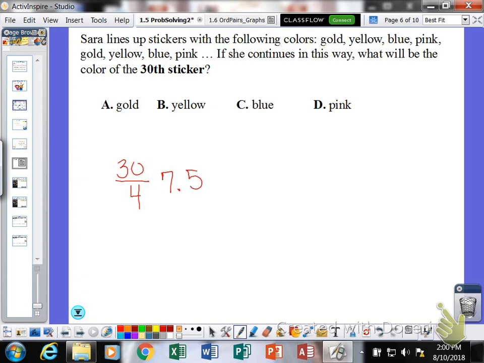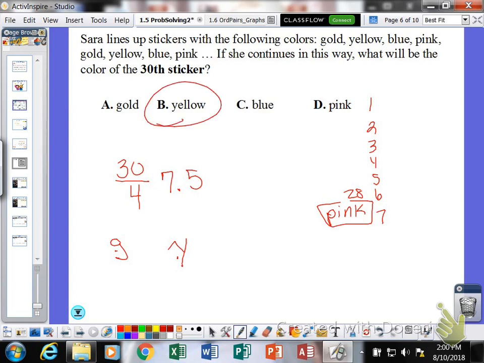So that means I could get 7 columns or 7 rows. Gold, yellow, blue, pink. That's 1. Gold, yellow, blue, pink. Another 1. 3, 4, 5, 6, 7. So on the 7th row, this is going to be pink. That would have been 28 stickers all the way down to the pink. So right now I'm at 28. If I come up with the next row, gold would be 29, yellow would be 30. So my answer is yellow. And that is it for that lesson.